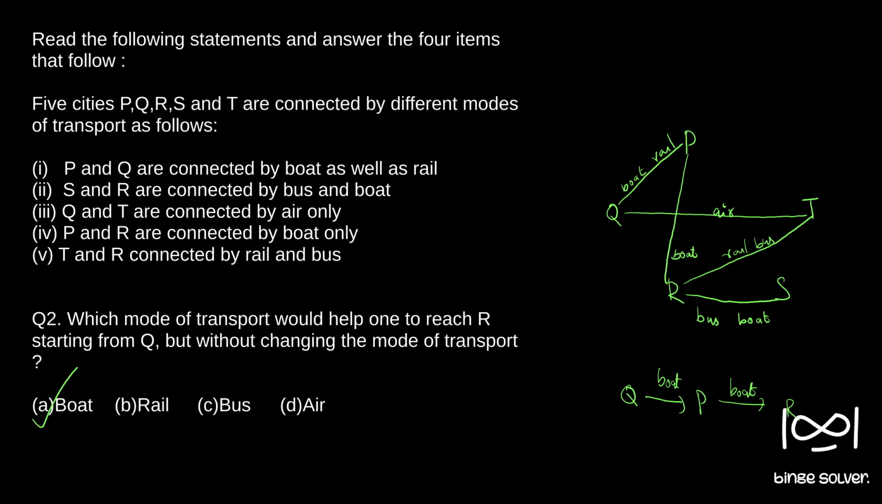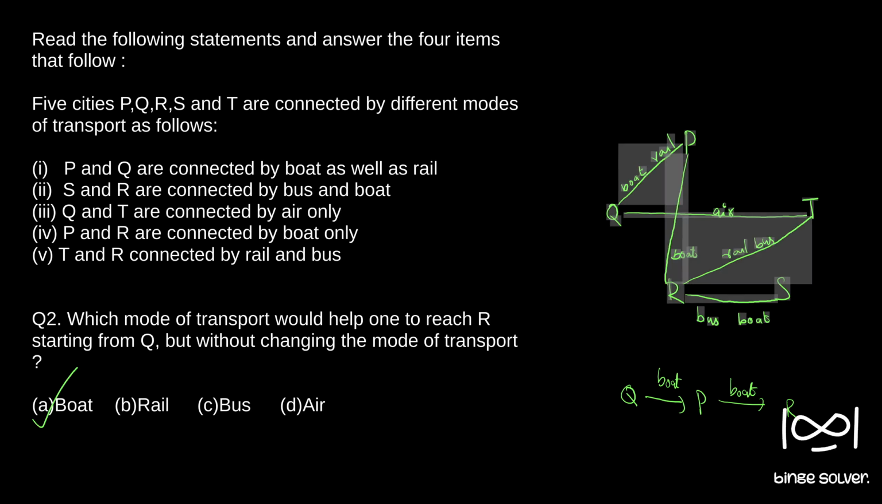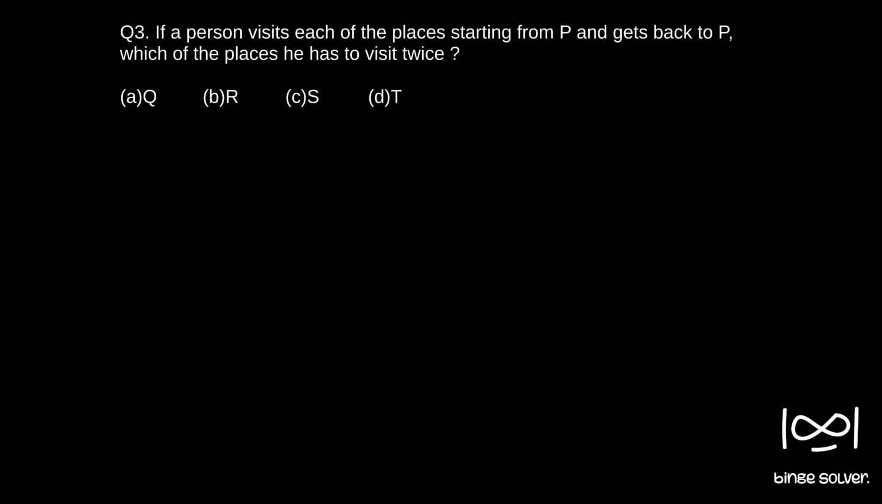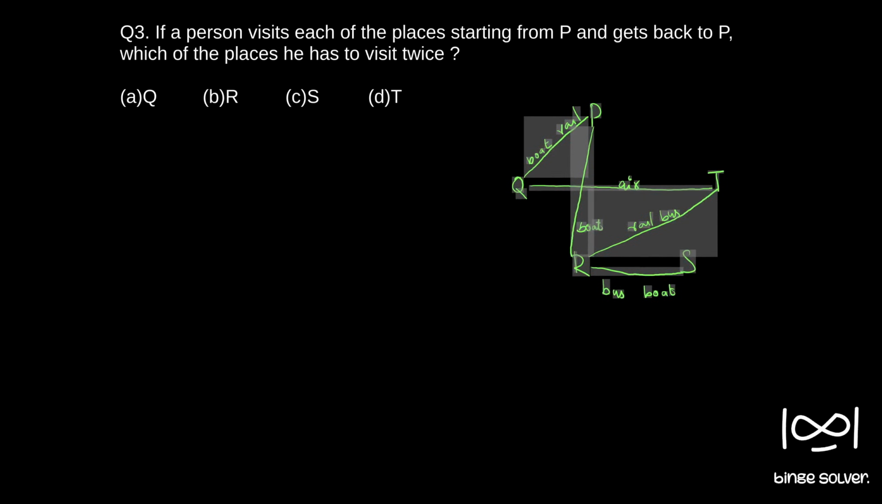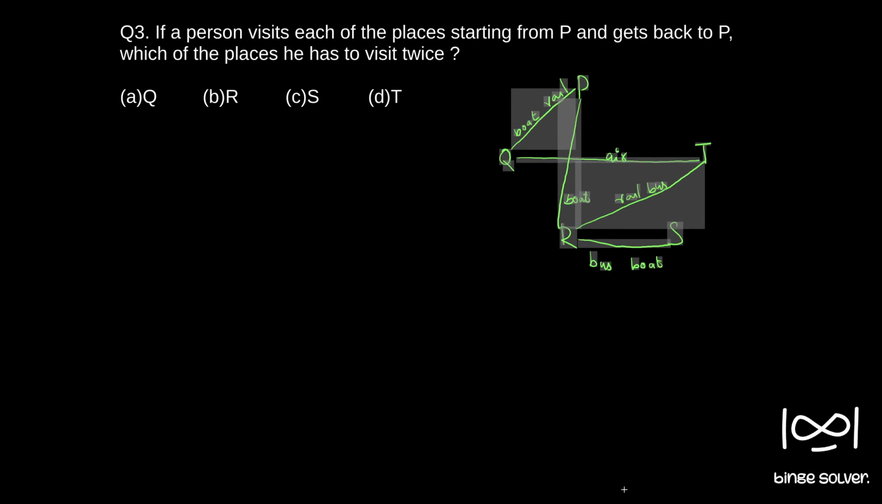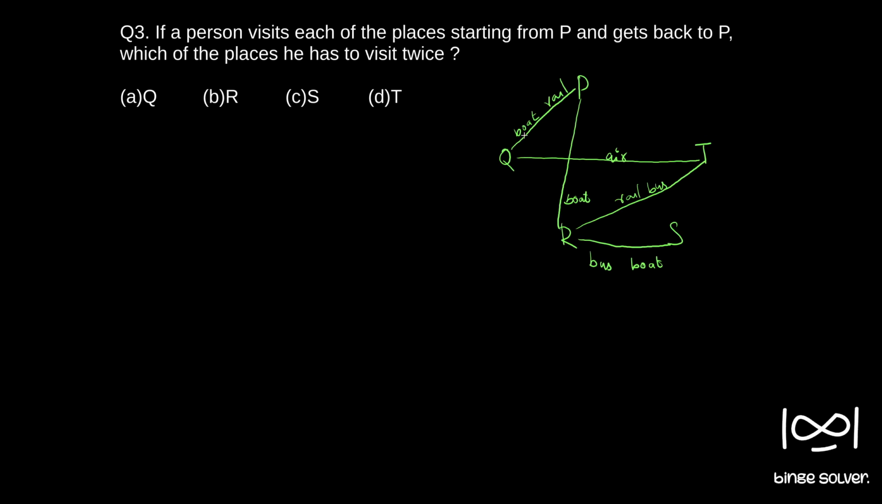So we'll take up the next question. For that we'll use this representation, so it will be easy to solve. The next question is, if a person visits each of the places starting from P and gets back to P, which of the places he has to visit twice? So this is the figure we drew in the last question. He is starting from P, he has to visit all the places, then which of the places he has to visit twice?